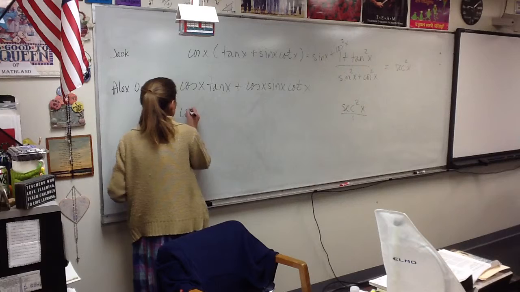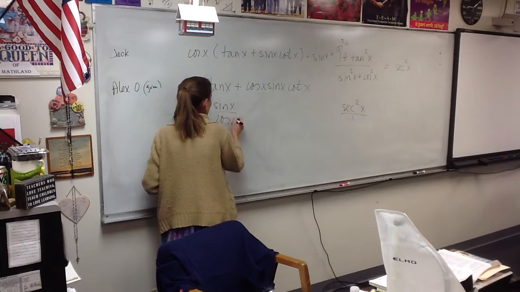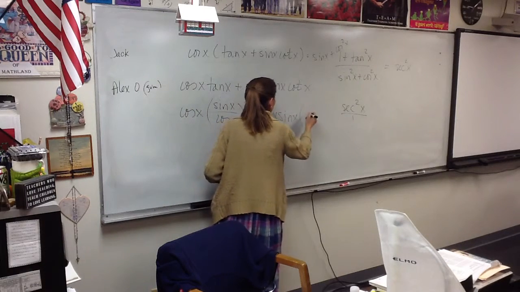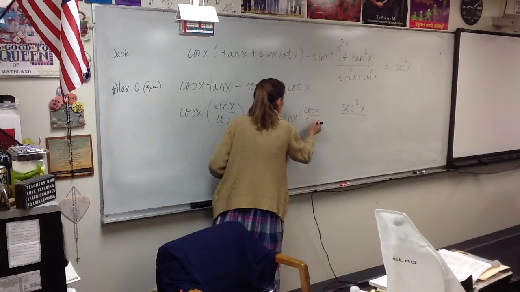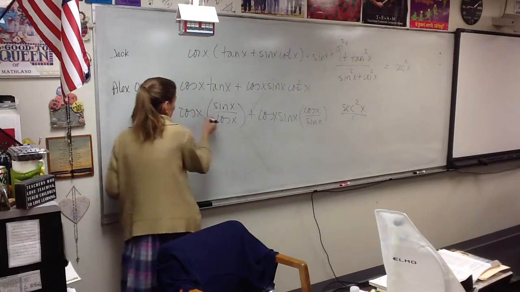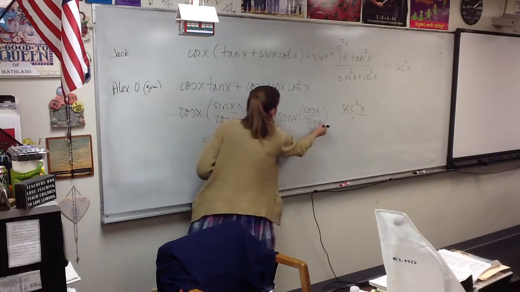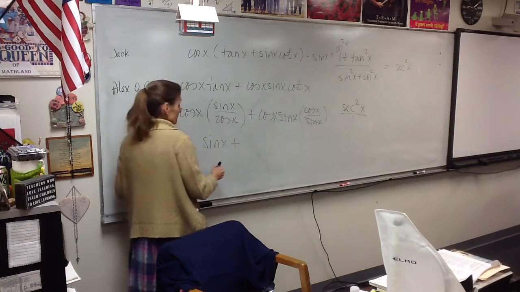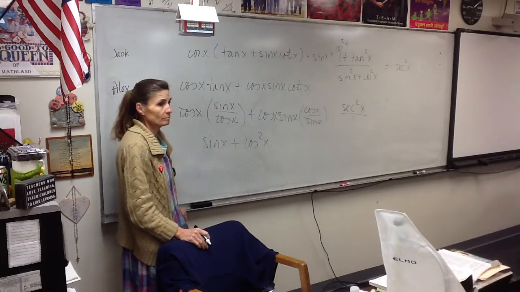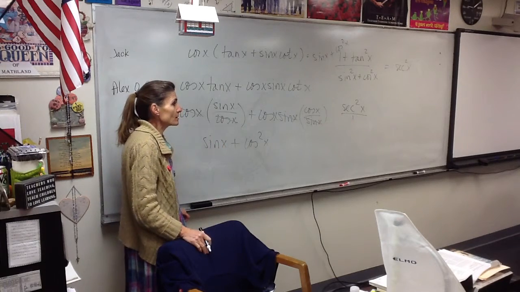Okay, so what's tangent? Sine over cosine. And what is cotangent? Cosine over sine. Okay, now, does anything simplify? The cosine in the first one leaves me with sine, and then the sine in the second leaves me with cosine squared. There we go. Don't make it hard, do what's logical.